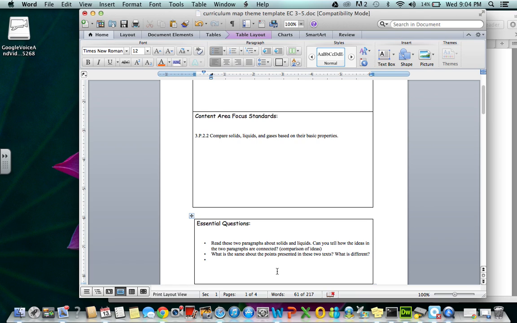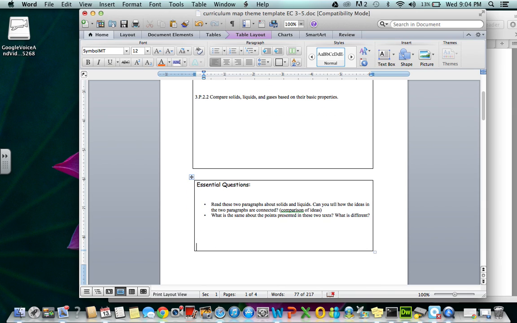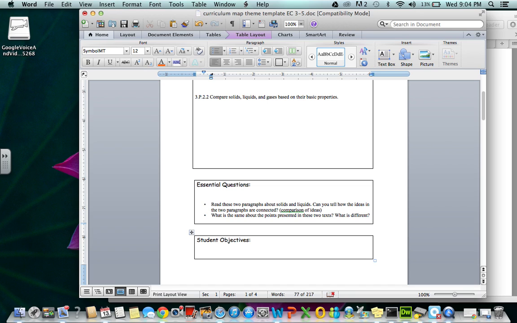Okay. What is the same about the points presented in these two texts? What is different? I don't have to do anything to change that one, so we're going to leave that. So we've got two essential questions that throughout this lesson, students are going to be able to answer. All right, now we're going to write student objectives based on these questions.